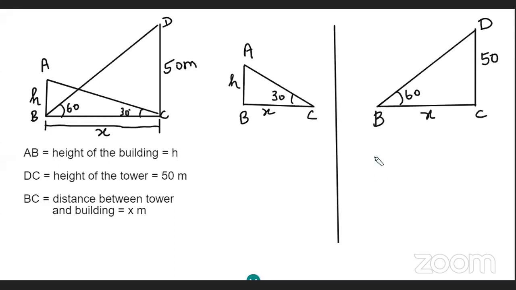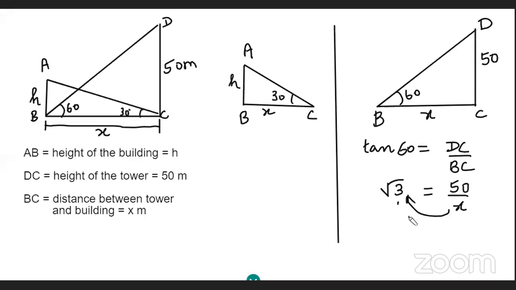So I'll do tan 60 equal to DC upon BC. What is tan 60? Root 3. Square root 3. So if I cross multiply, what will happen? The square root 3 will be divided or multiplied?